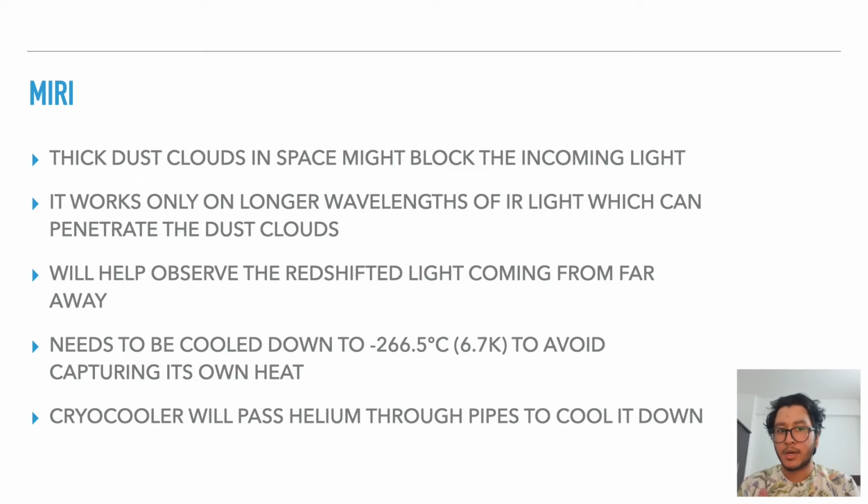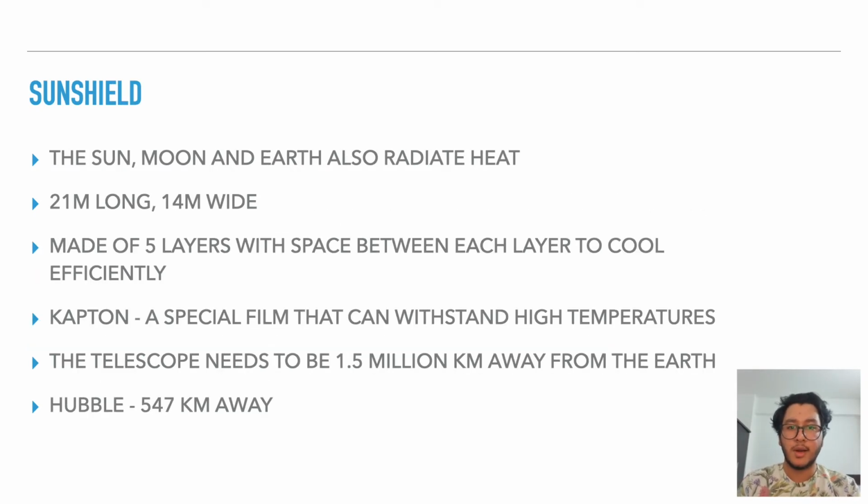And I'll come back to redshifting in a bit. So a drawback of MIRI is that it needs to be cooled down to minus 266.5 degrees Celsius or 6.7 Kelvin. And to help with that, scientists developed a cryocooler, which basically pumps helium gas through pipes to cool MIRI down. But that's not all the heat in outer space.